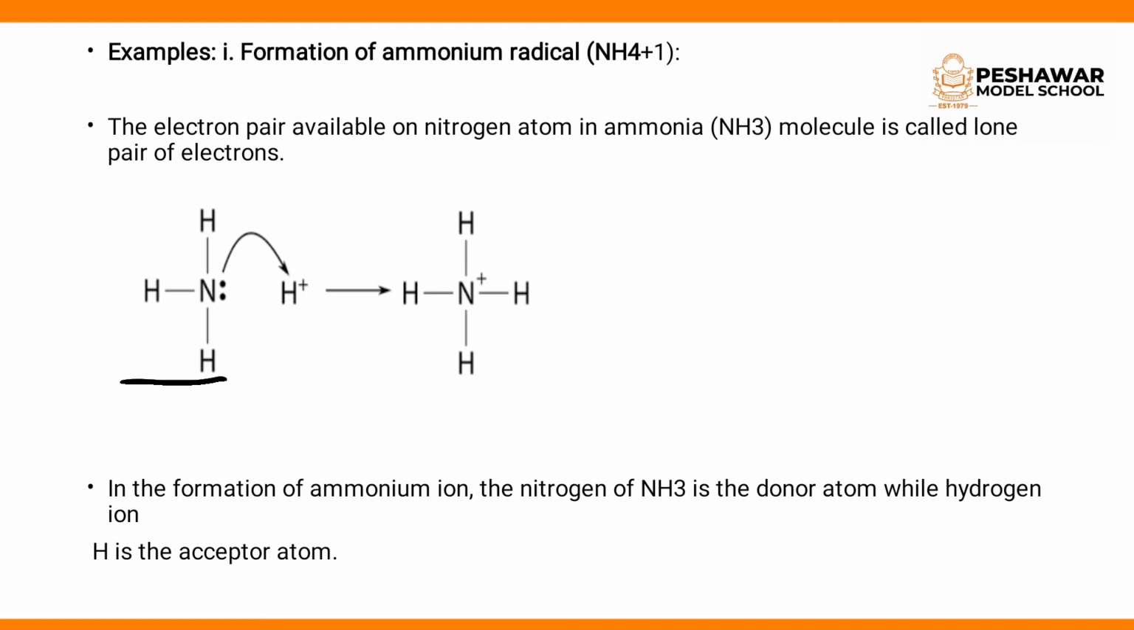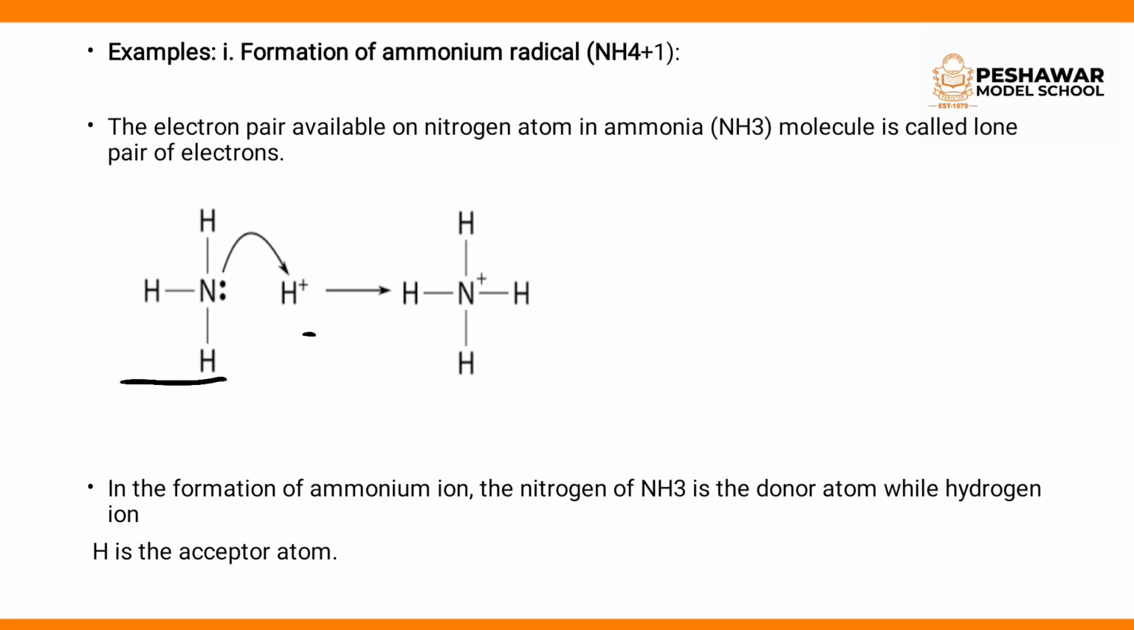So look at the hydrogen ion. This hydrogen ion has no electron in its outermost shell. It needs 2 electrons to complete its outermost shell. So what will ammonia do? From the ammonia, this nitrogen will donate its lone pair to the hydrogen, and hydrogen will accept that lone pair. Now here is an arrow. Look at here, here is an arrow. This arrow shows the formation of the coordinate covalent bond.